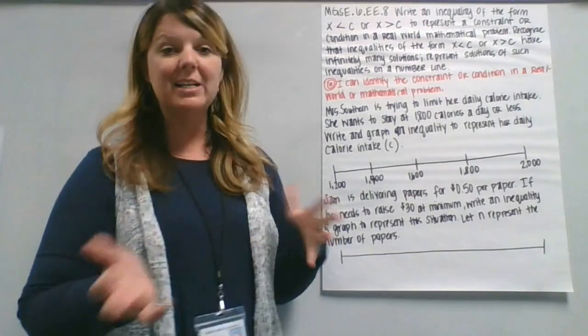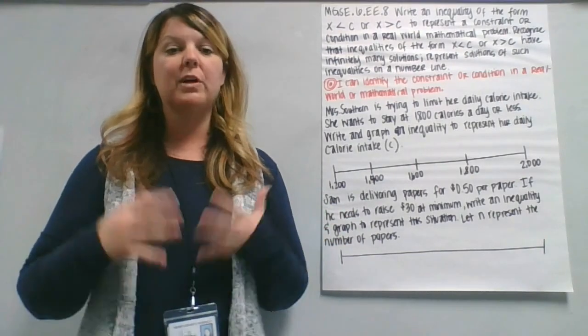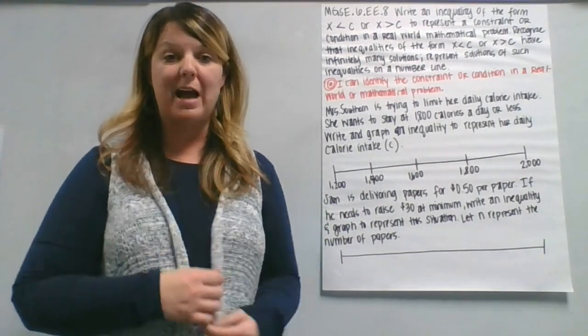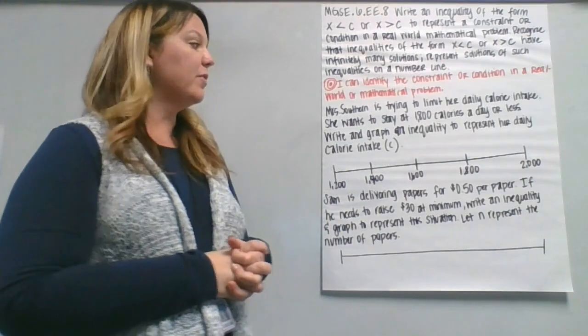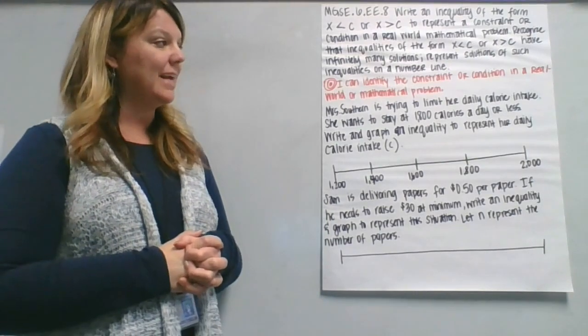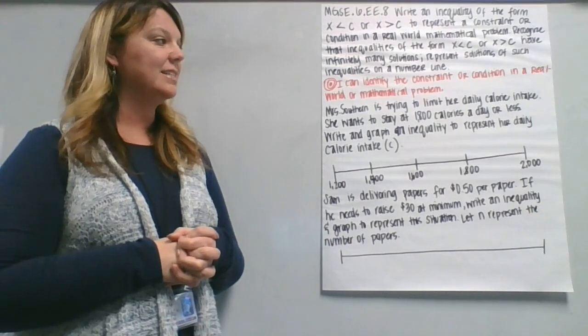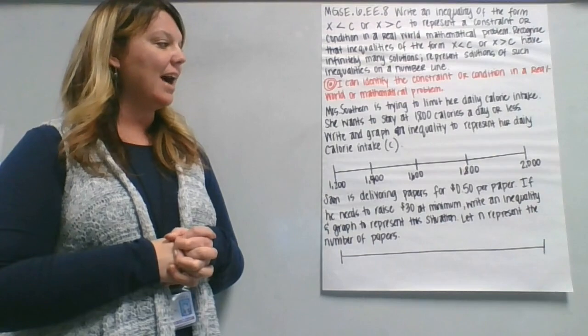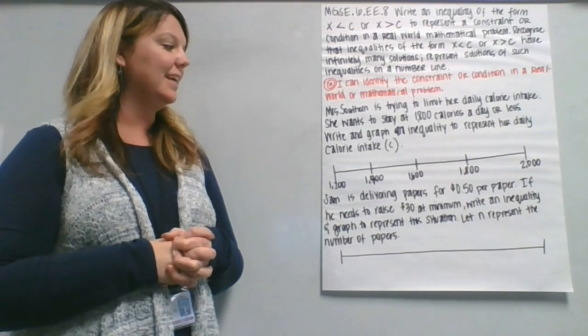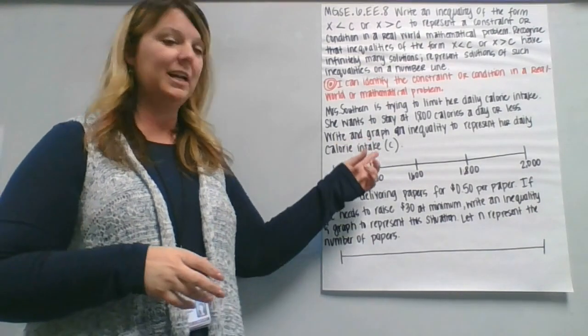So I've got two examples here that we're going to look at. We're going to write an inequality for them, and we're going to graph them on a number line. So the first one says Miss Seven is trying to limit her daily caloric intake. She wants to stay at 1,800 calories a day or less. Write and graph an inequality to represent her daily calorie intake, which we're going to let be C.